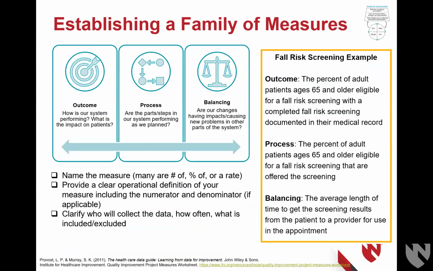Next, to help us answer the question, how will we know that a change is an improvement? We need to identify the data and the measures that we want to gather to help us understand if the changes we implement to try to address the problem or the issue that we hope to address actually lead to improvement. Measures for improvement efforts often fall into one of three categories: outcome, process, and balancing measures.